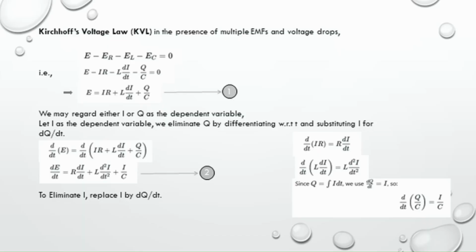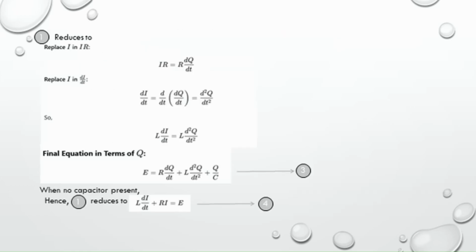Substituting this, we get R into di by dt plus L into d square I by dt square plus I by C, since dq by dt equal to I. To eliminate I, replace I by dq by dt. Equation number 1 reduces to IR equal to R into dq by dt. Next, L into d square Q divided by dt square plus R into dq divided by dt plus Q by C equal to E.